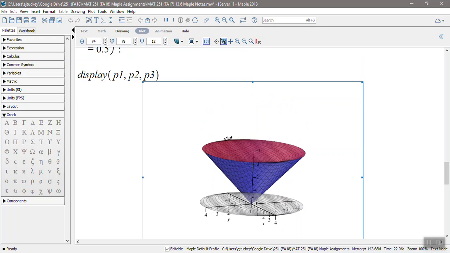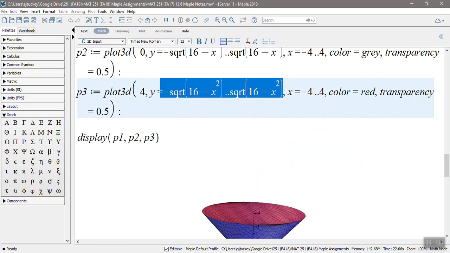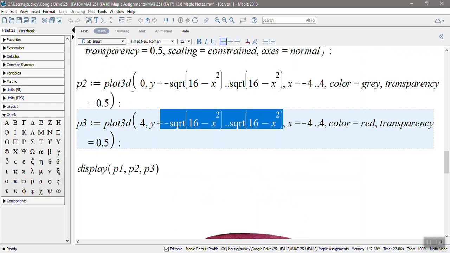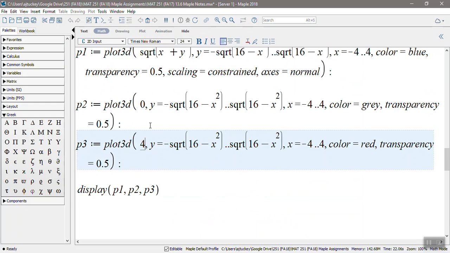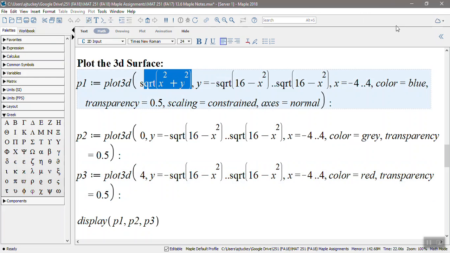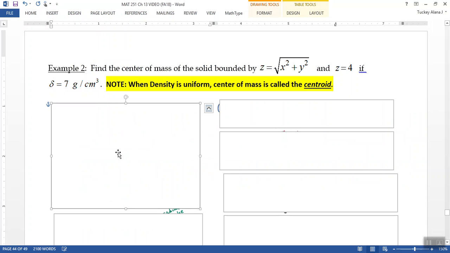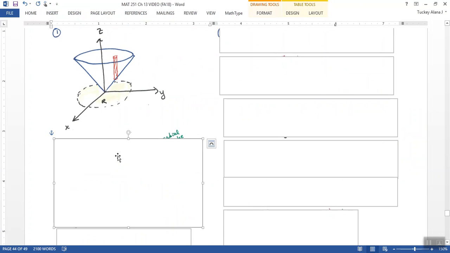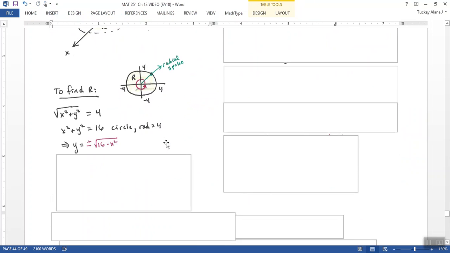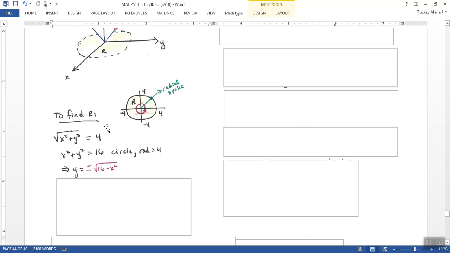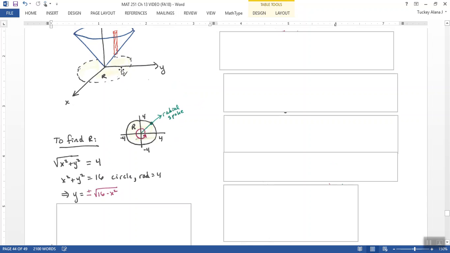And of course, how did I know what my limits of integration would be? Well, I set the equations equal to each other. I set 4 equal to the square root of x squared plus y squared, and I solve it. So I've got my cone right here, and to find that region, I set the two z functions equal to each other, and I solved, and I know that's a circle of radius 4. So I know I could think of y as going from the negative square root of 16 minus x squared to the positive square root of 16 minus x squared. That's fine. So I've got that region down there.